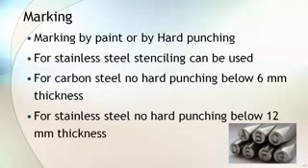Marking can be done by painting or by hard punching. For stainless steel, stenciling can be used. For carbon steel, no hard punching below 6 mm, and for stainless steel, no hard punching below 12 mm.